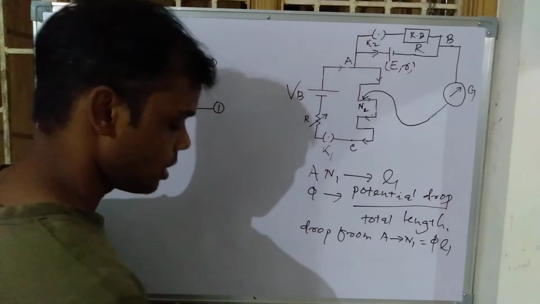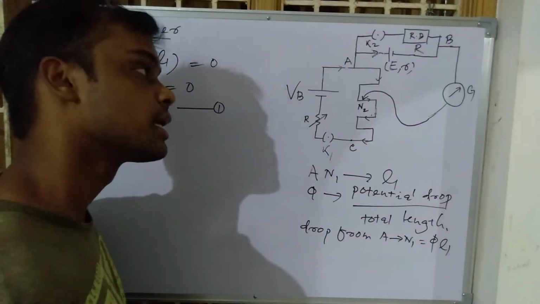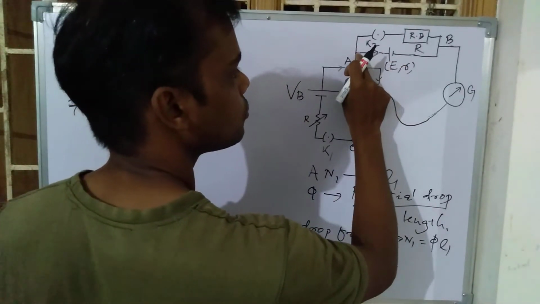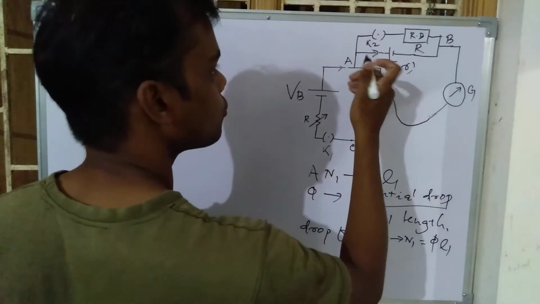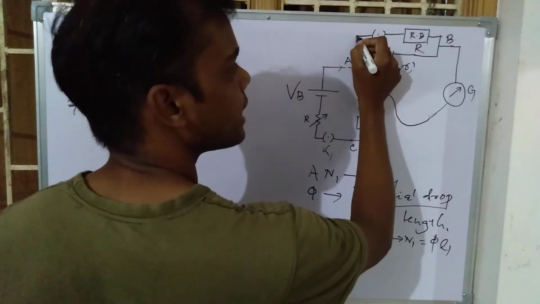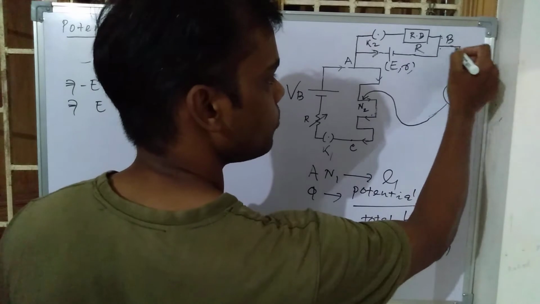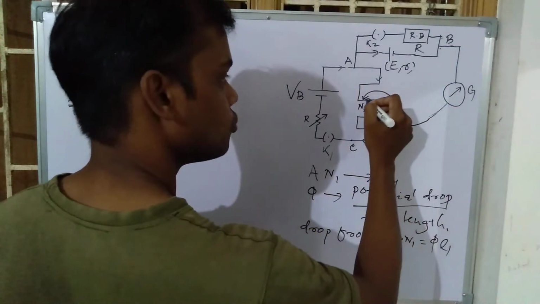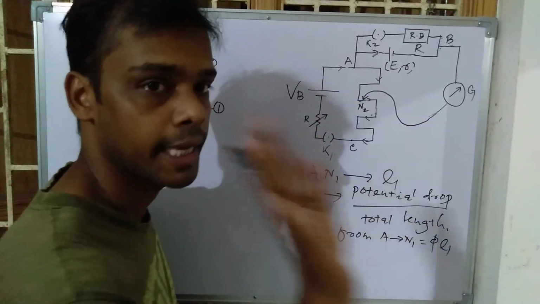Now we shall go for Kirchhoff's loop rule. But in this, we are not going to apply the KVL in this path. Rather we shall go through this path. Start from point A, go from A to B, then through the galvanometer, again it is dropping 0, and to point N1, from point N1 in this path up to A.